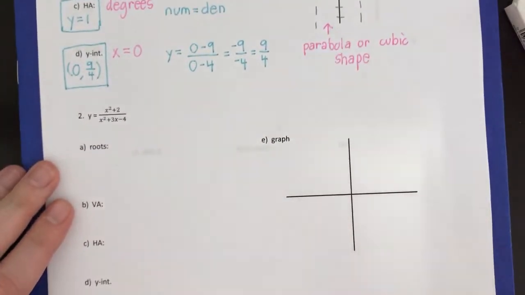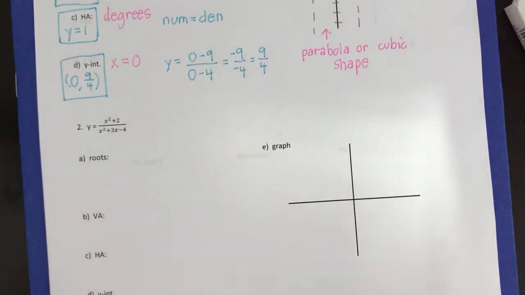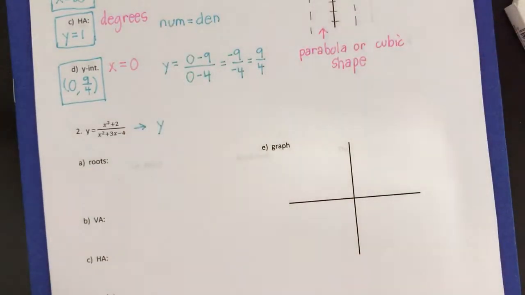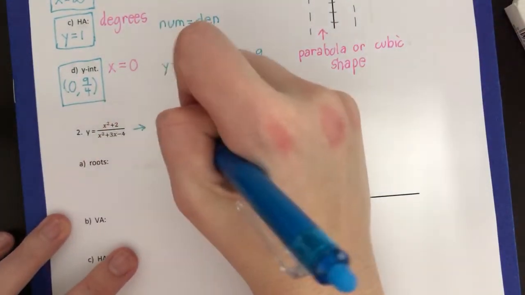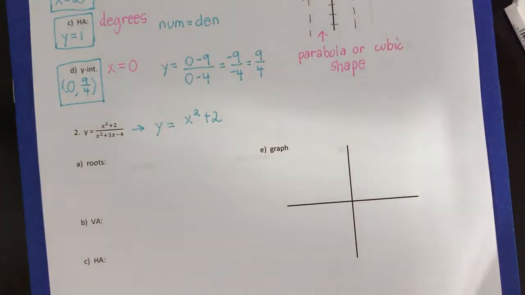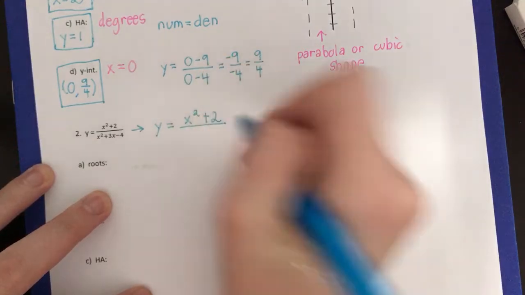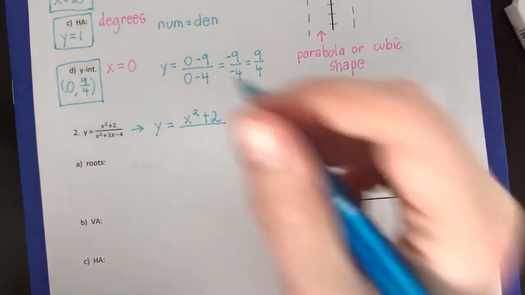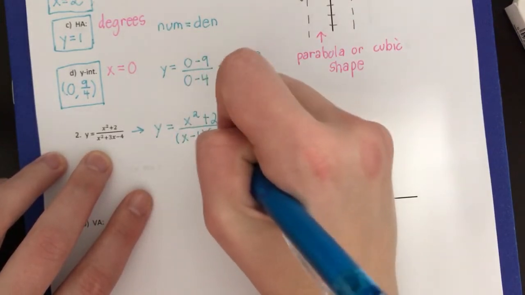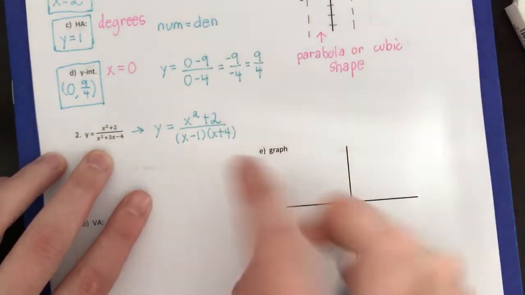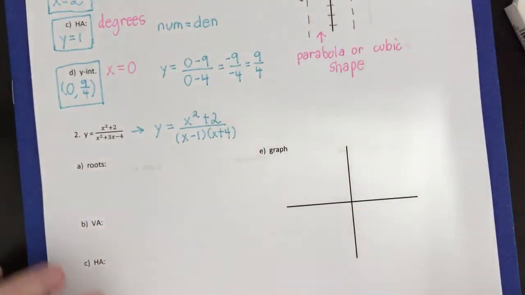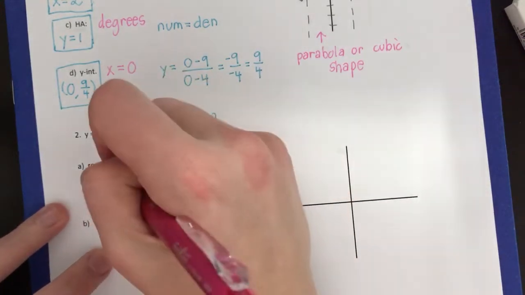All right, so now number two. So numerator, not factorable. Okay, x squared plus 2. Now you could factor it with, you know, sum of squares, but it would be ugly. We're just going to leave it. Denominator, x minus 1, x plus 4. That's how that trinomial would factor. Okay, no holes, nothing cancels. So let's start filling out some information.